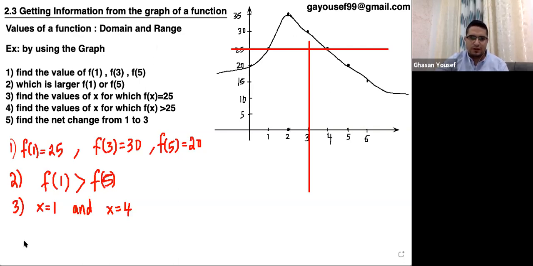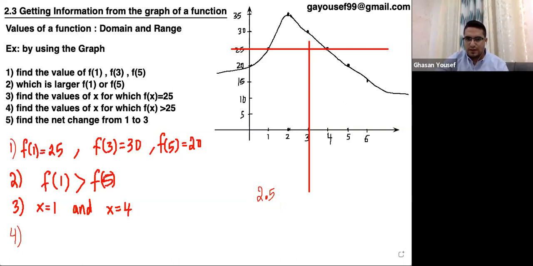Now question number 4. The question is, find the values of x for which f of x is greater than 25. Now the question is different. They ask for all values of x such that the height above the x-axis is greater than 25, not equal to 25. And Natasha said 2 and 3. What about 2.5? What about this point? Natasha said 2 and 3. What about 2.5? Like this point is here.